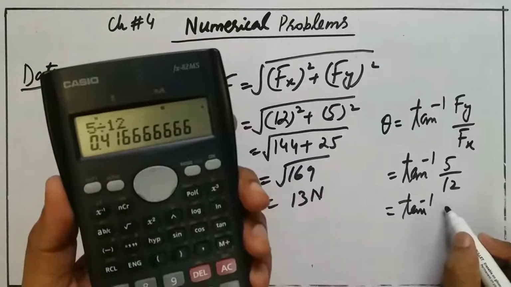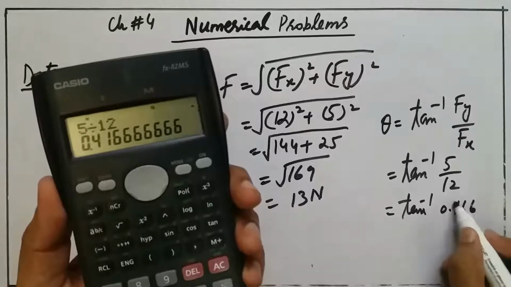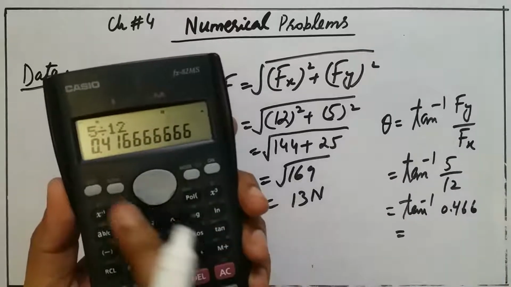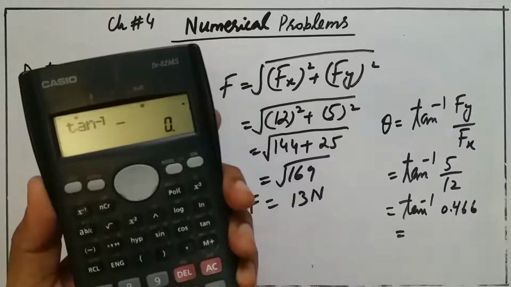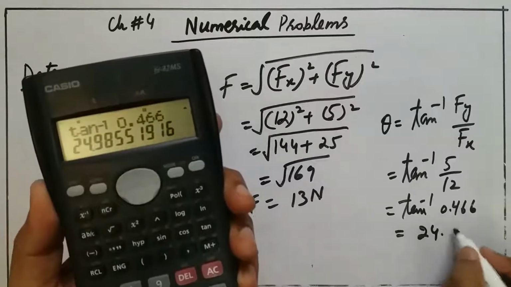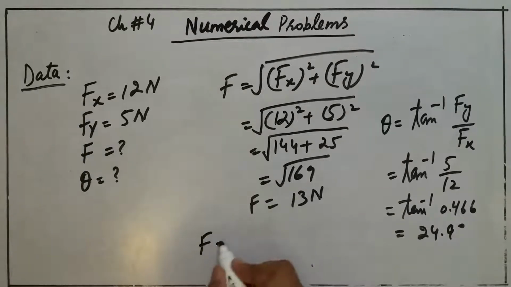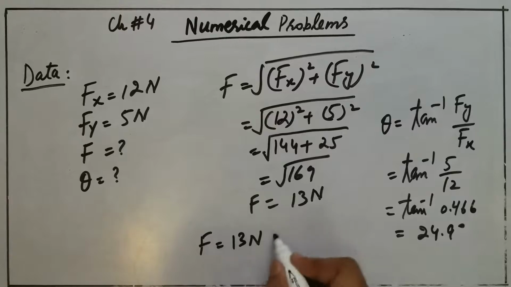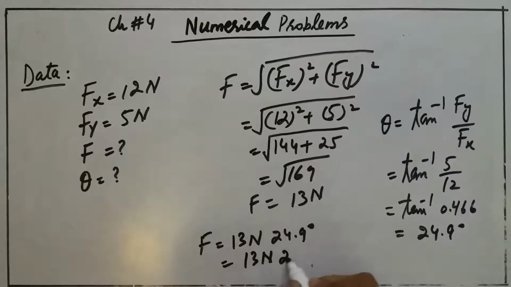Tangent inverse of 0.4166. So take the tangent inverse, use the shift button and the tangent, and 0.4166. The answer will be 24.9 degrees. So the force from these two components becomes a force of 13 Newton, making an angle of 24.9 degrees. By rounding off, you can also write it as 25 degrees.